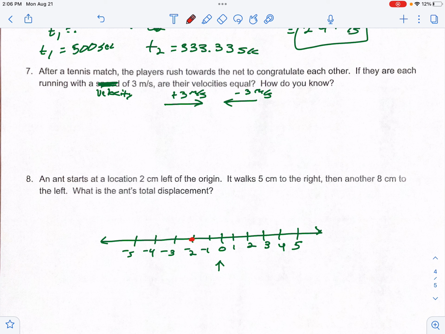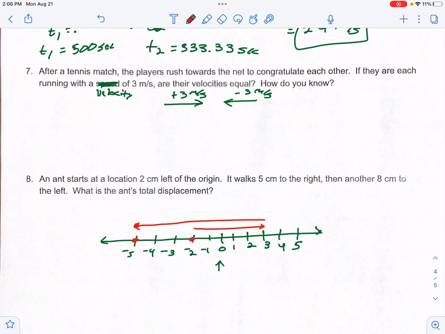Okay, so we're going to go all the way. So 1, 2, 3, 4, 5. So we land on the 3. Okay, and then another 8 centimeters to the left. So we're going to start at the 3 and we're going to go 8 to the left. And you should end on -5. Okay, so this is where we ended right here.